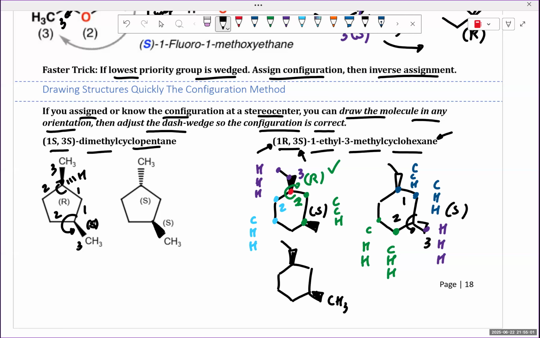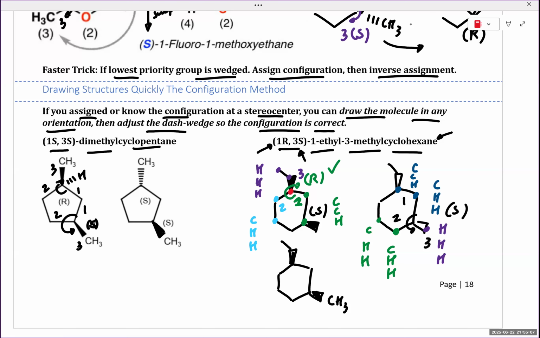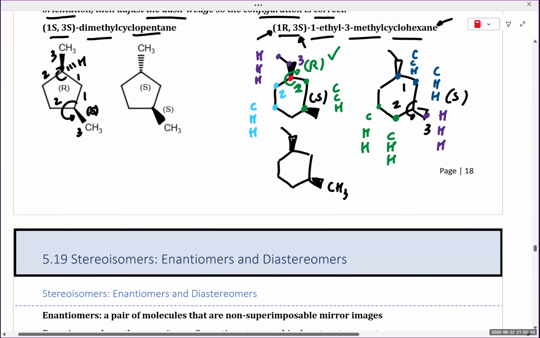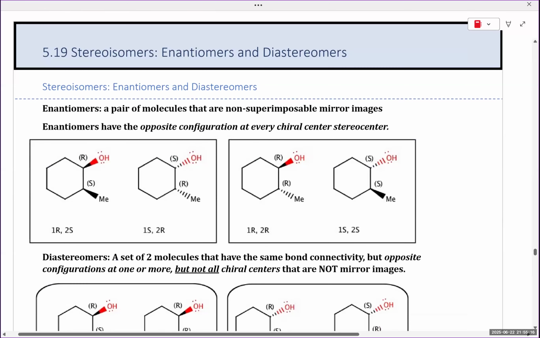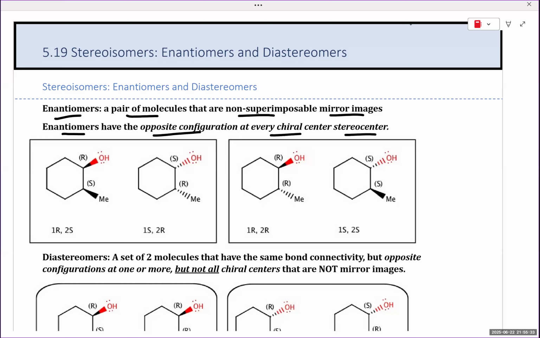Wonderful. So we have two methods to quickly draw structures and assign configuration. Let's now move on to classifying compounds. Let's talk about stereoisomers and specifically enantiomers and diastereomers. As we discussed, enantiomers represent a pair of molecules that are non-superimposable mirror images. Enantiomers have opposite configurations at every chiral stereocenter. For example, these two molecules represent enantiomers, and as you can see, they have the exact opposite configuration at every chiral center.